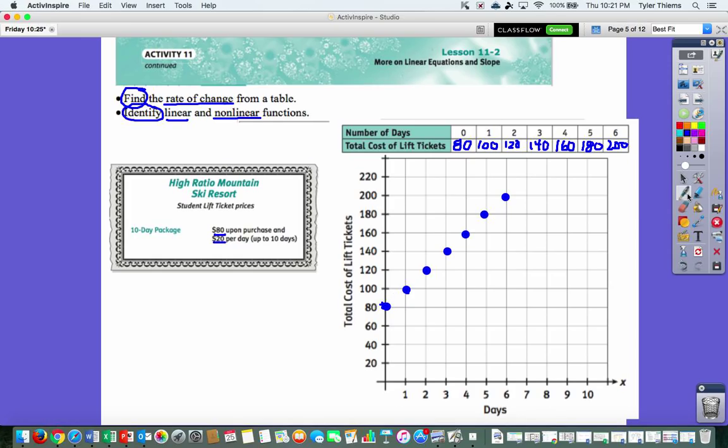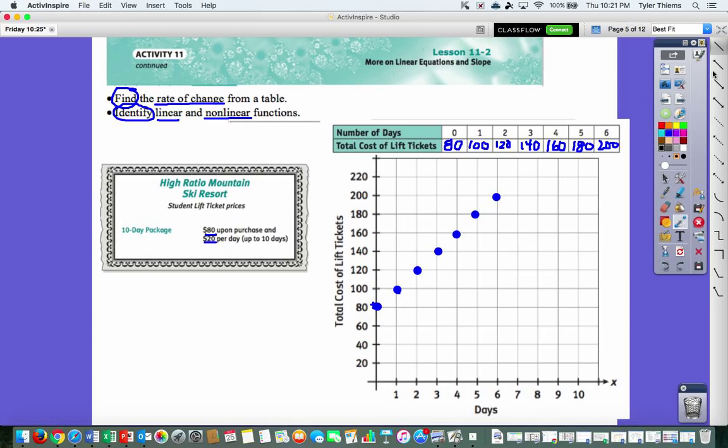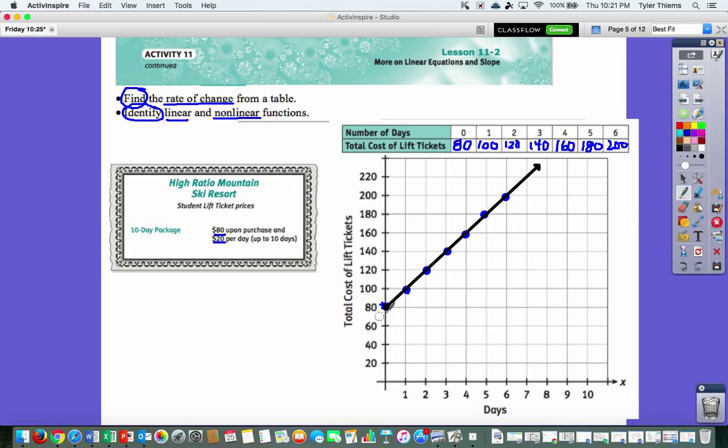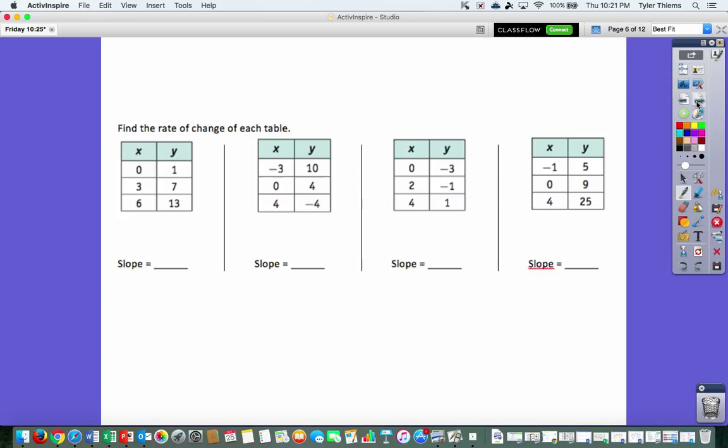And then let's connect all these points and make it draw a straight line. So it starts at 80 and it goes up from there. And it should form a straight line. This straight line is what we call a linear equation. It goes up and it has a constant rate of change. Since every day is $20, it has a constant rate of change. And the slope of this, in this case, would be $20 per day, each day, every day.